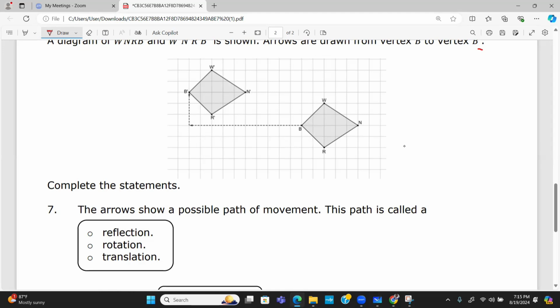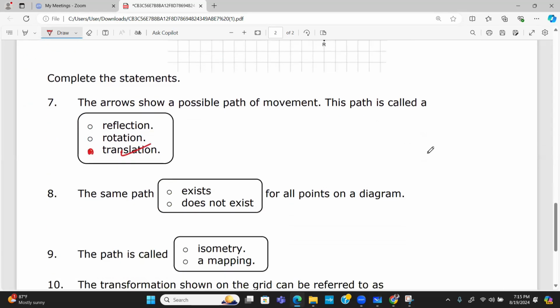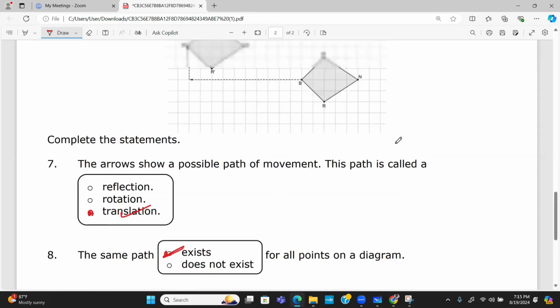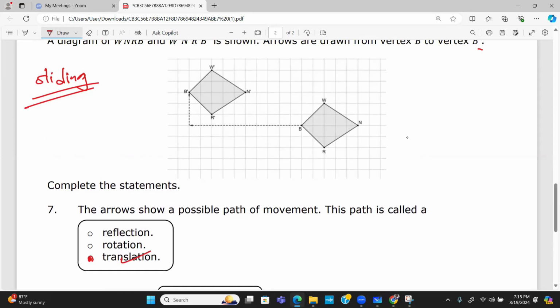Based on what we're looking at, it looks like there is some sliding going on. So because I'm seeing sliding, it is definitely a translation. So that's a translation going on there. Let's take a look. It says the same path blank for all points on the diagram. So we want to take that the same path exists for all points. In other words, let us take a quick look. The path, what path? Let us look at B. So we want to observe from B to B prime.